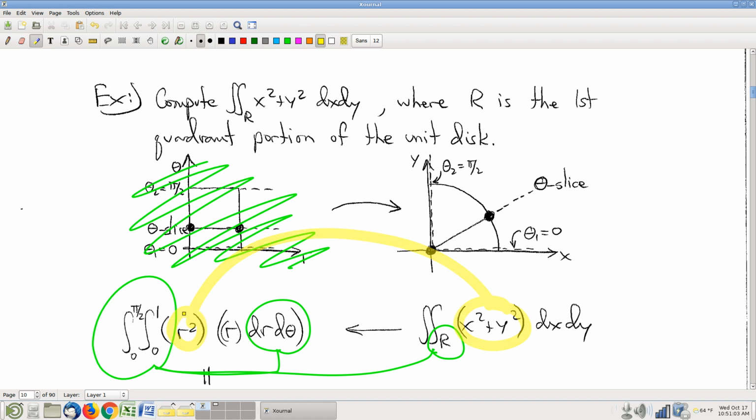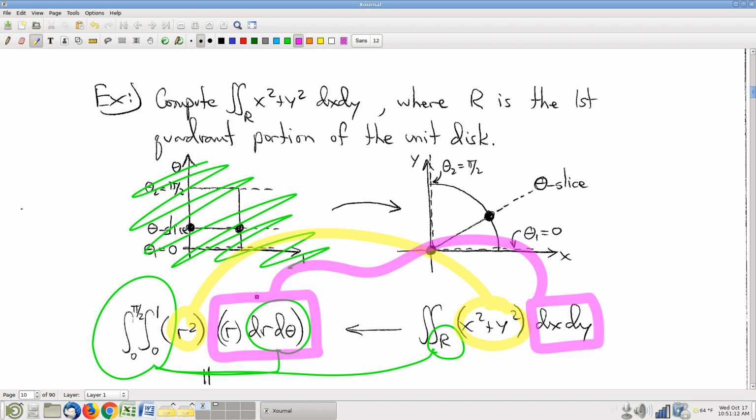Don't forget to do the pullback of the variables. The big warning, of course: don't forget your stretching factor. You don't just symbolically replace dx dy with dr d theta, right? Those aren't the same thing. The stretching factor's got to go in there. It's so easy to forget the stretching factor. I cannot emphasize enough, so many people forget that stretching factor. Make sure to put that in there.